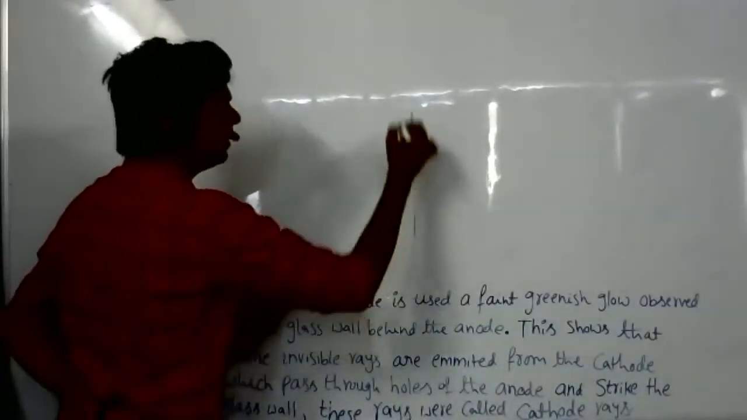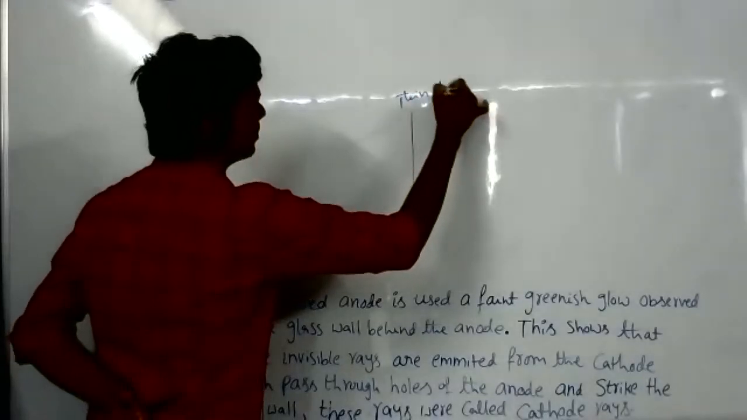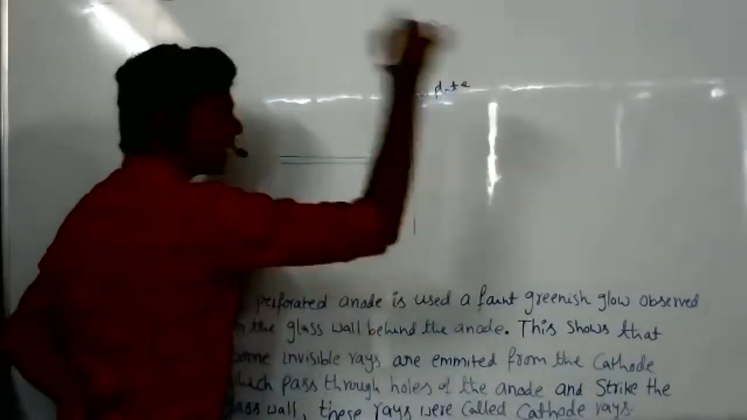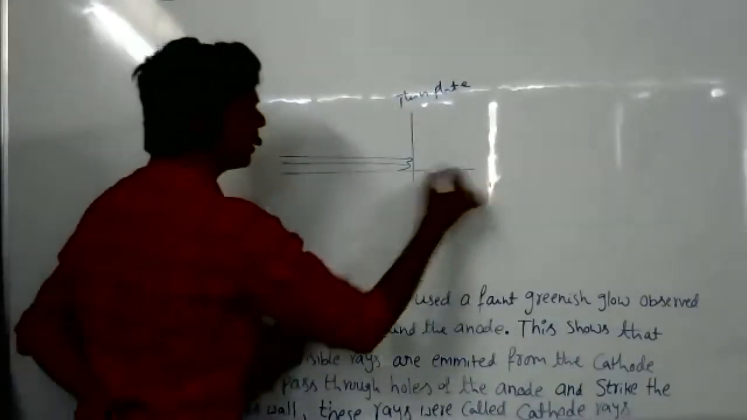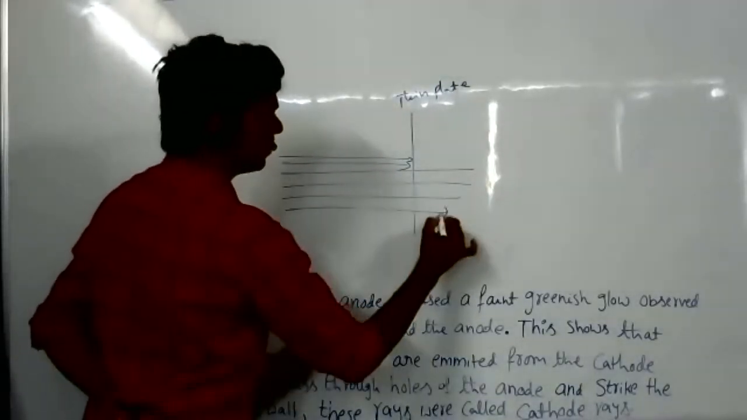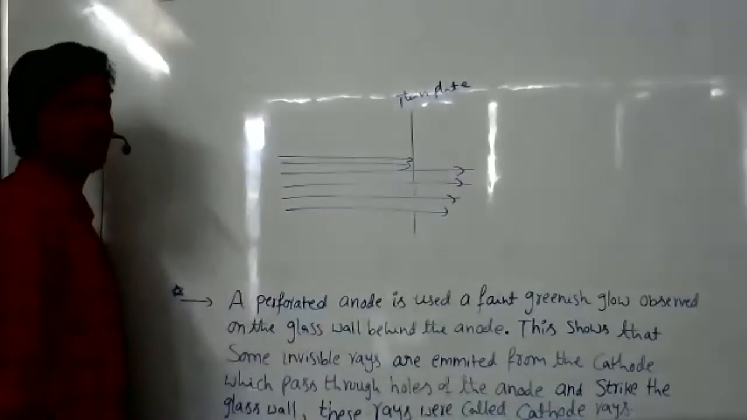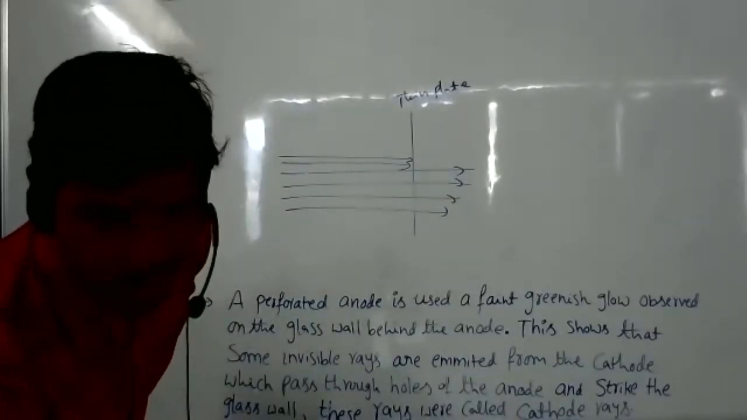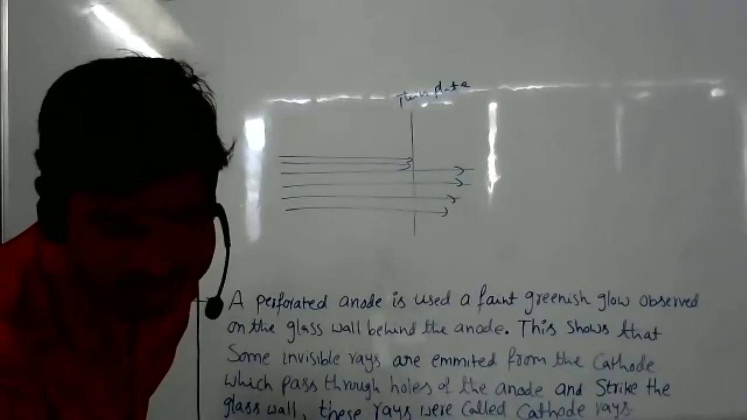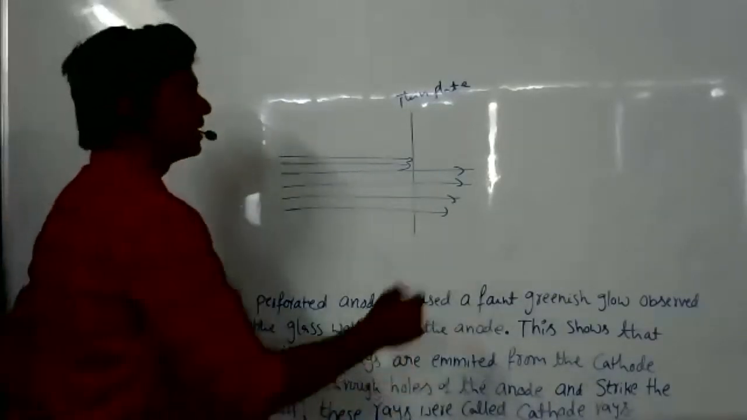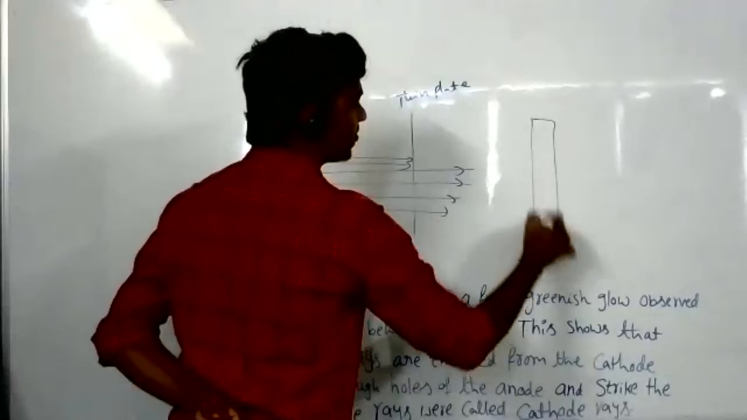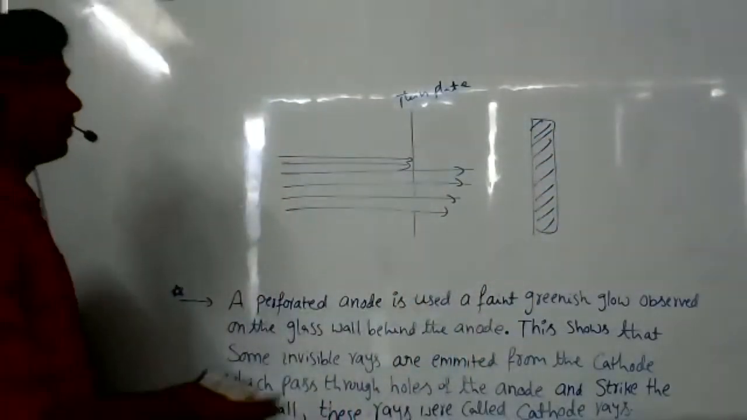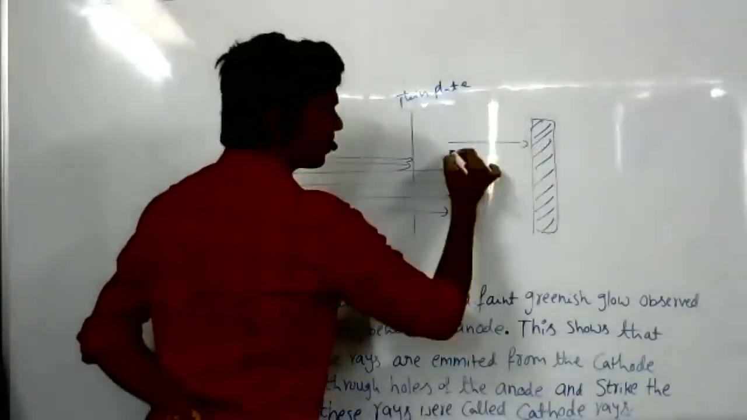Suppose this is a very thin plate. When cathode rays are allowed to fall on this, they can penetrate through the thin plate and come out the other side. This means cathode rays are highly powerful rays. That's why they can penetrate through thin plates. If you want to stop them, we must use a very thick plate. If we use a very thick plate, then we can stop these cathode rays. Otherwise, we can't stop them.